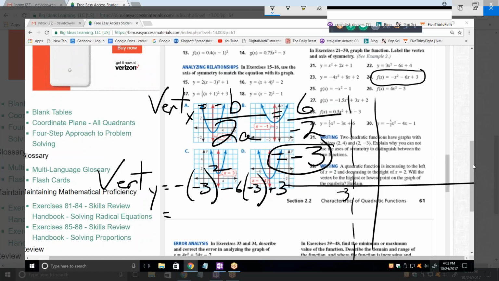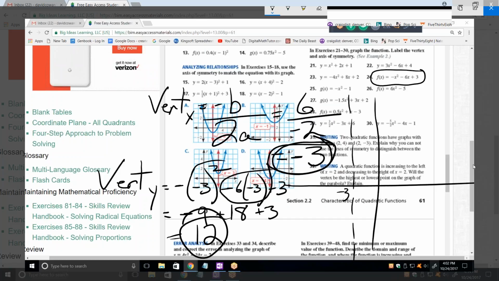So that's negative. Wait, so -3 squared is 9. So -9. Good. And then that is 18, plus 18, plus 3. That was a +3. Okay. What's that whole answer? So 12. Okay. So my vertex is at -3, 12.